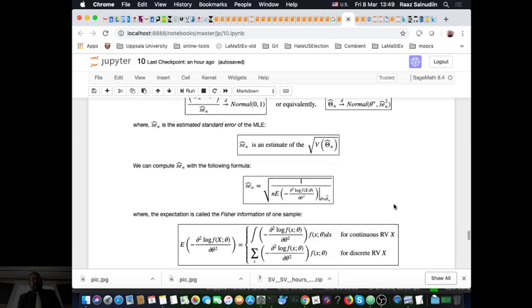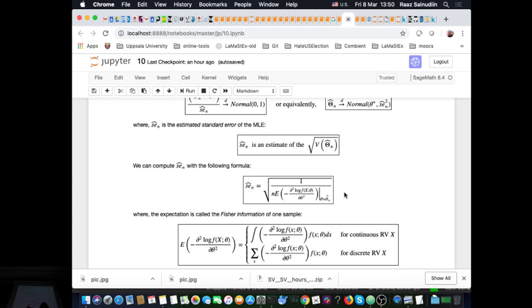Okay, so how do we compute this quantity? Well, SE n hat is really this. It's the square root of 1 divided by this really scary beast here, right? It's not really scary. So this thing is called the expected Fisher information. Right? So what is down here?